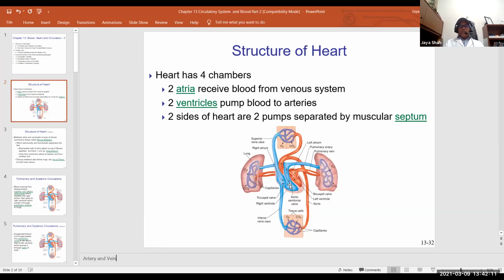So blood flows from right atrium to the right ventricle. From the right heart to the lungs and back to the heart is pulmonary circulation. And blood flow from the left heart to the body and back to the heart is systemic circulation. Systemic means it goes to all the systems of the body.